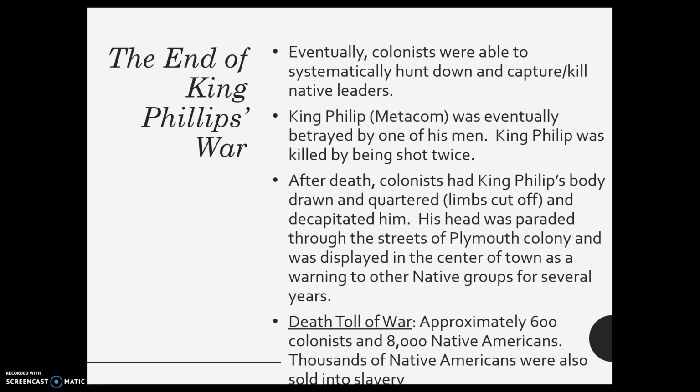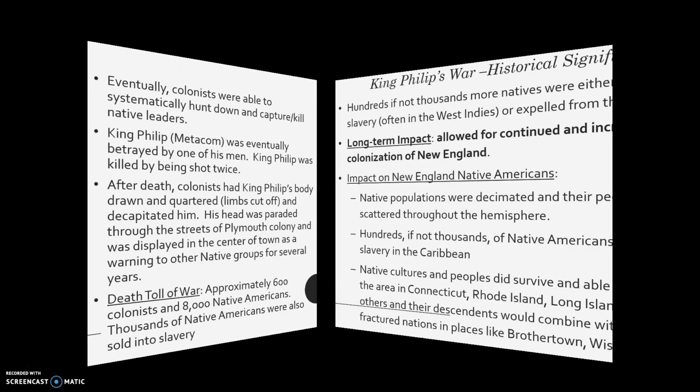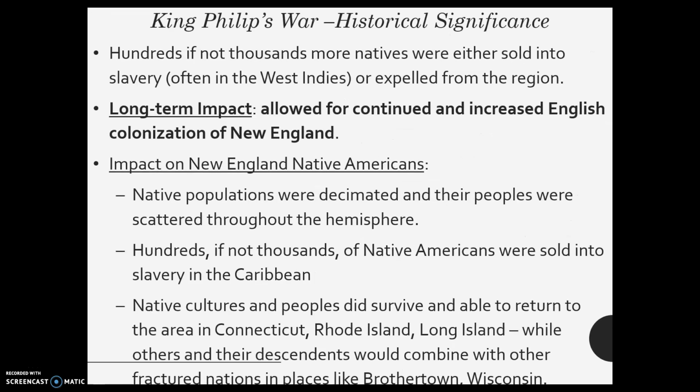So death toll, 600 colonists dead, at least 8,000 Native Americans died, and uncounted thousands were sold into slavery in the Caribbean. And so, what is the historical significance of this? Well, again, hundreds, not thousands, are sold into slavery in the West Indies, the Caribbean. Long-term impact from the English point of view is this pretty much made New England England's. They are going to continue to expand. The Native Americans who were standing in the way are gone.